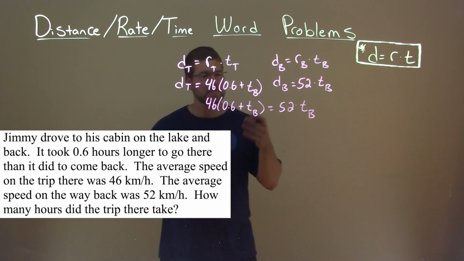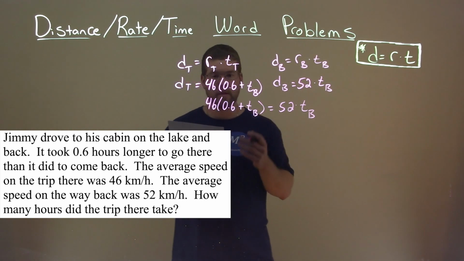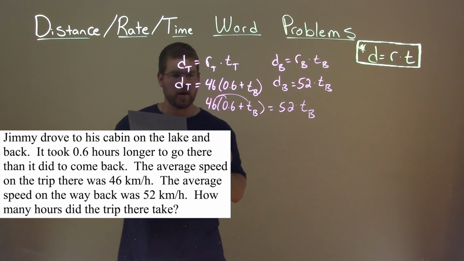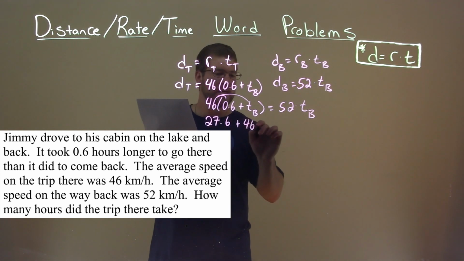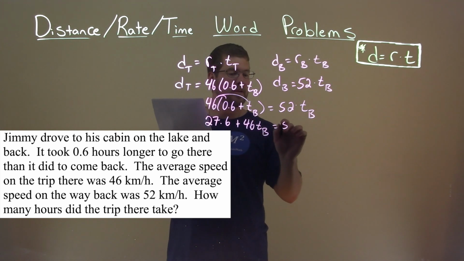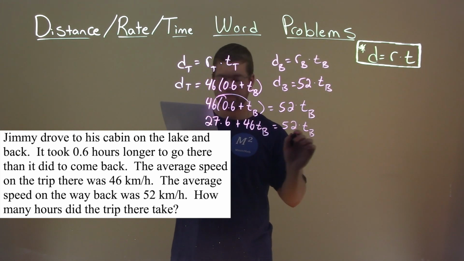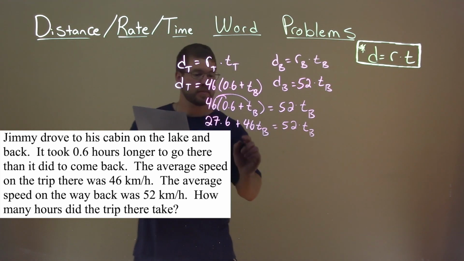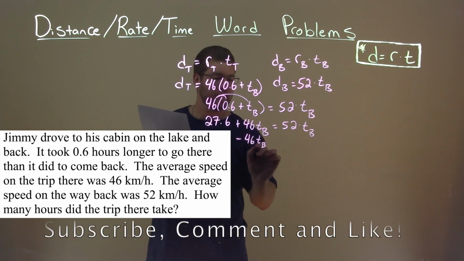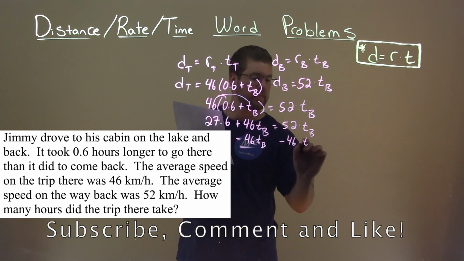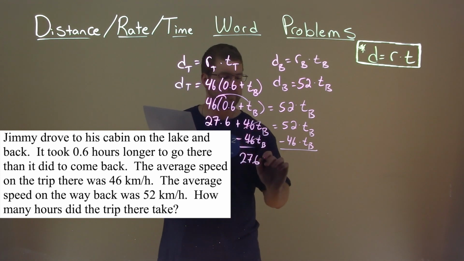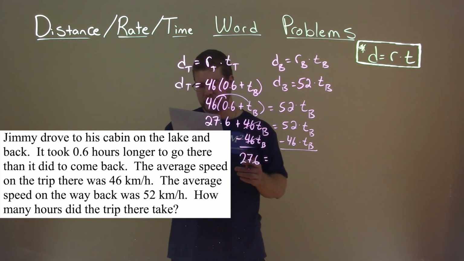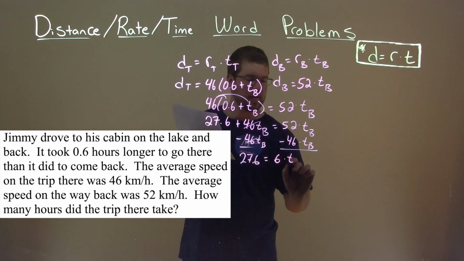And now we just have one variable, so let's solve for the time coming back. Distribute the 46 across, and 46 times 0.6 is 27.6. Plus 46 times t sub b is just 46 t sub b. And that's equal to 52 times t sub b. Well, we can subtract 46 t sub b from both sides to get our like terms together. And we're left with 27.6 is equal to 52 minus 46, which is 6, times t sub b.